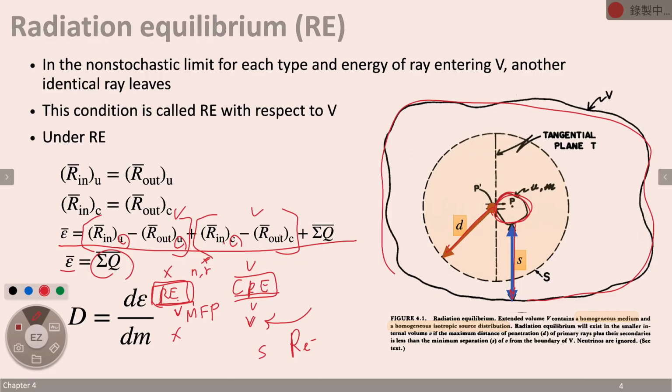So greater than the range, right? S must be greater than D, right? And this D is the electron range. And for the neutron and the gamma or photon here, we will say the separation should be greater than the mean free path. And what is the mean free path for photon and gamma? Mean free path is the inverse of the linear attenuation coefficient.